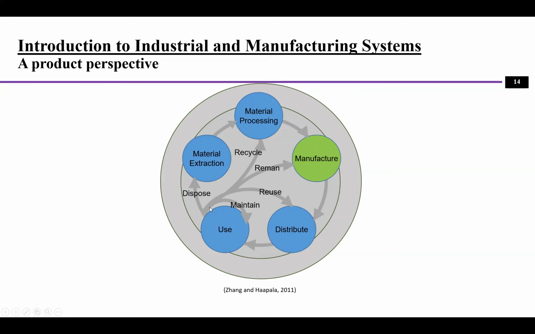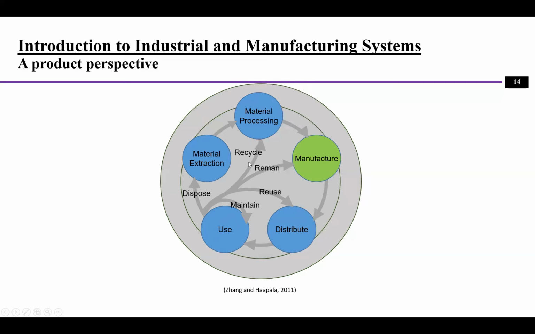Also, another way we can do is to sell it to some other ones, like secondhand products. Well, in this case, basically you are selling it to other users, which means that they actually enter another product life cycle. So this is another way to approach that.